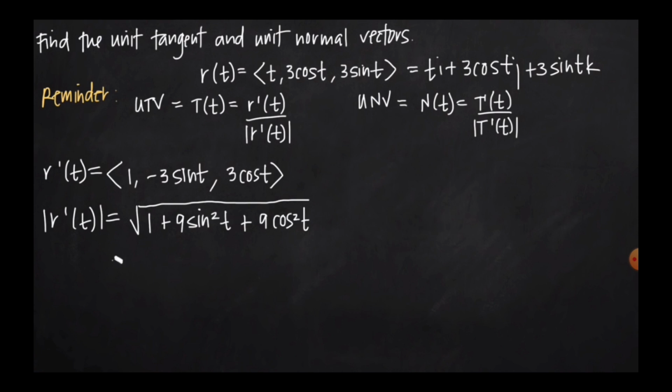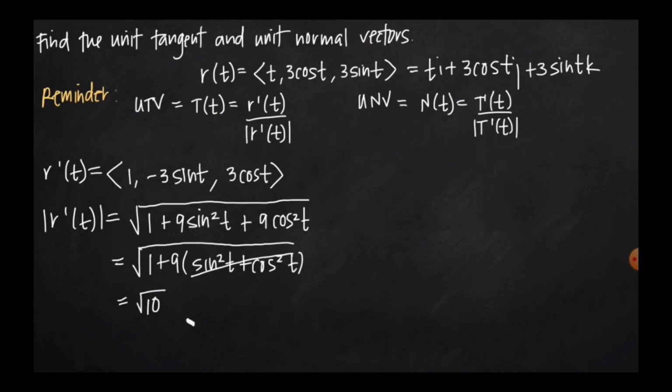Now all we have to do is simplify this. So the first thing we're going to do is factor a 9 out of this sine squared t and cosine squared t. So we'll get 1 plus 9 times the quantity, sine squared t plus cosine squared t. And the reason we do that, hopefully you've realized by now, is because we know from the trigonometric identity that sine squared t plus cosine squared t is equal to 1. So we can substitute for this whole value just a value of 1. 9 times 1 gives us 9. So then we just have the square root of 1 plus 9, or the square root of 10.